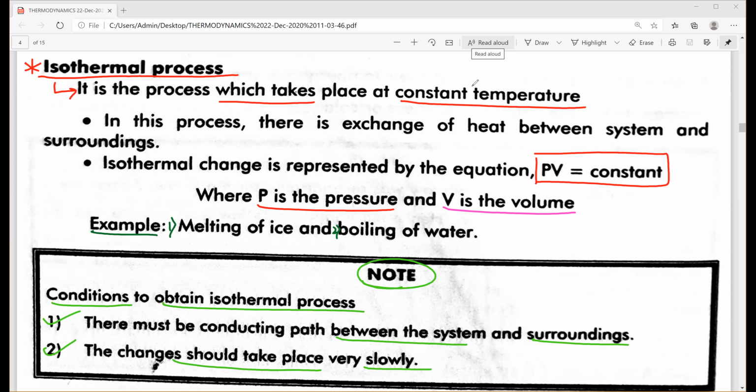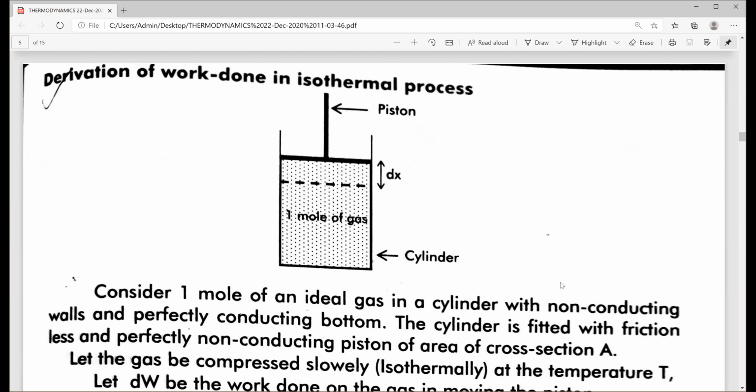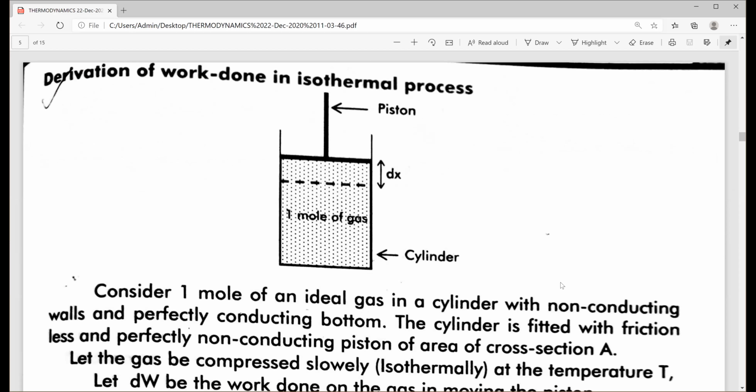So next we shall discuss one of the important derivations, that is, the derivation of work done in isothermal process. They may ask you to derive the work done in isothermal process. This is the diagram for isothermal process. Here first you have to draw this diagram.